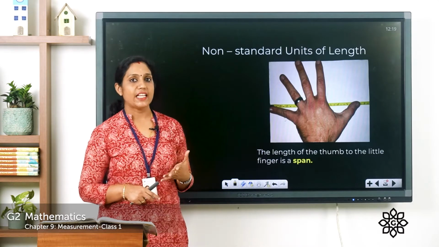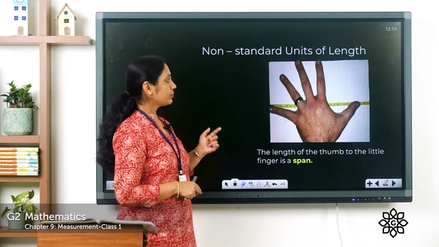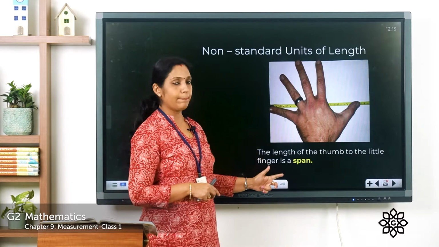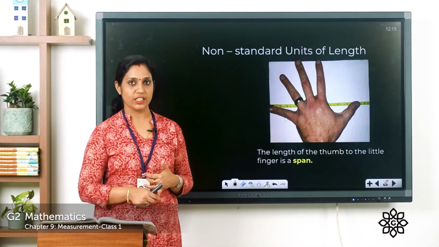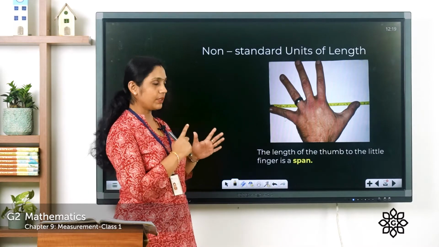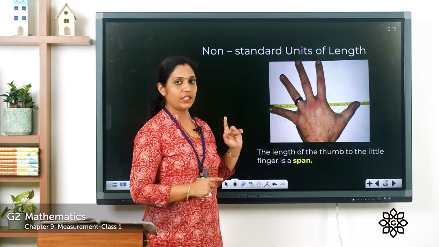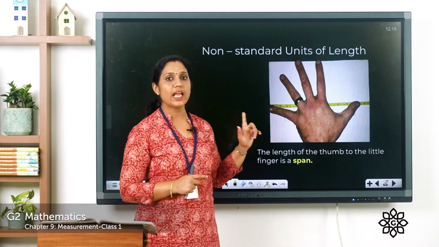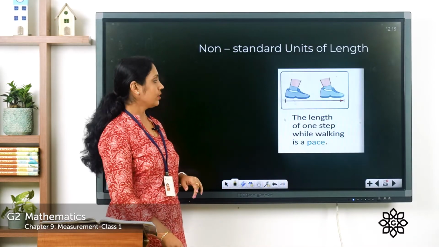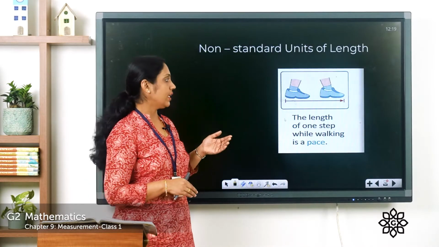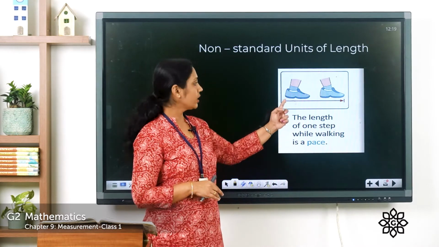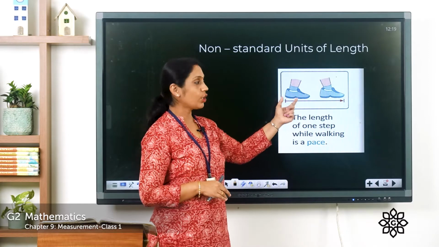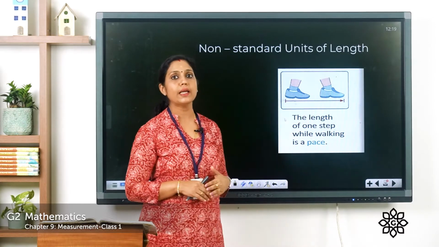Next we learn about hand span. So what is hand span? The length of the thumb to the little finger is a span. So which is your thumb and which is your little finger? So the length from the thumb to the little finger, that is known as 1 hand span. And we have pace. The length of 1 step while walking is a pace. So here you can see the pace, the length of 1 step, that is called the pace.